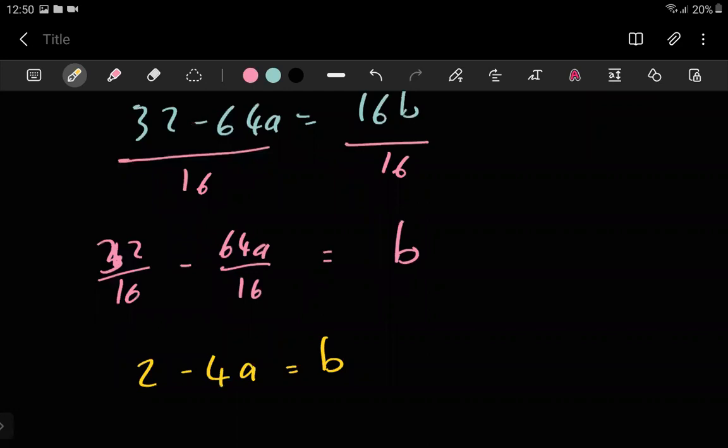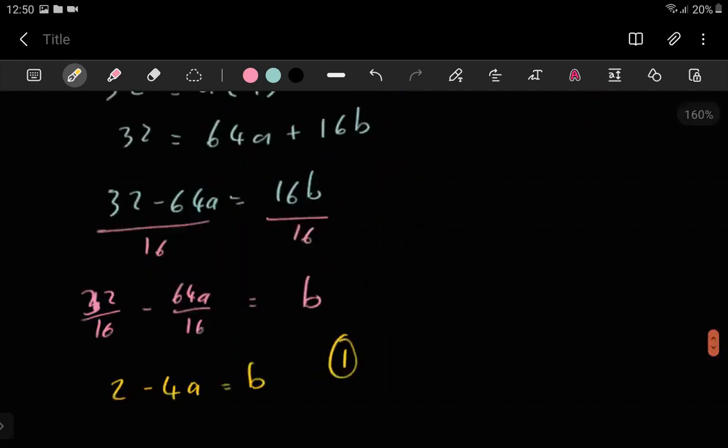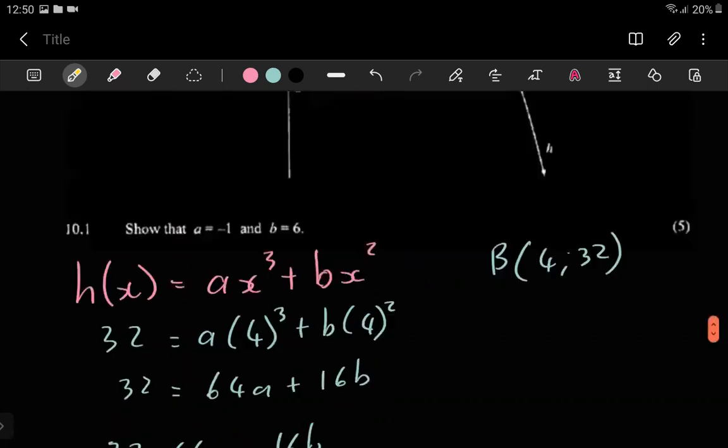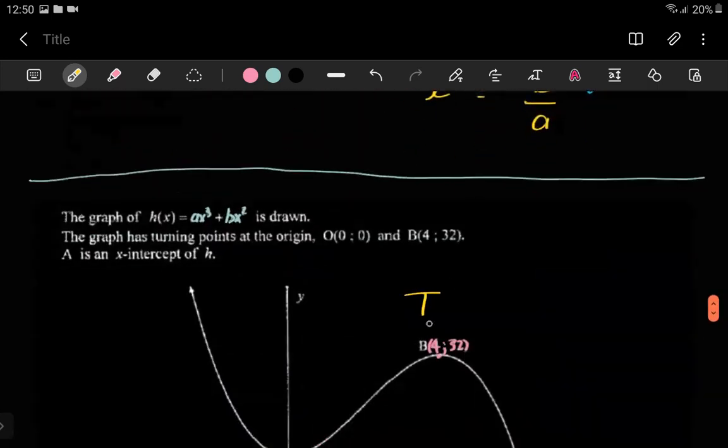You see? Right. I see. So this we can label it equation 1. And then the other one. So now we could be thinking to ourselves, okay, fine, we have an equation that has a and b. We need another one. That's where this comes in.